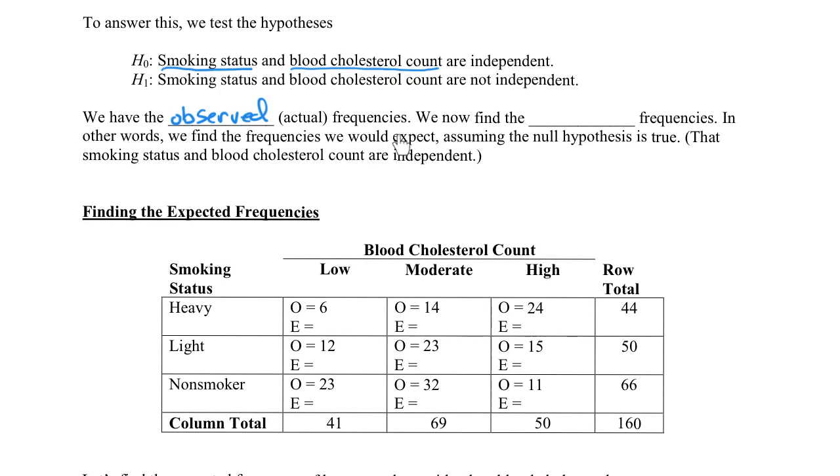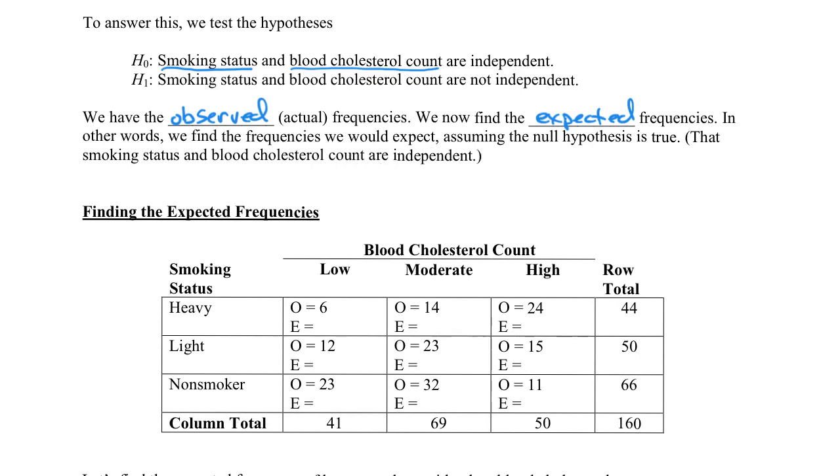Coming back up here, we now find the expected frequencies. In other words, we find the frequency we would expect, assuming the null hypothesis is true. That's what we always do when we have a hypothesis test: we assume the null hypothesis is true, unless we see evidence to suggest otherwise. And just like before, we're never proving anything. We're just saying things along the lines of the evidence suggests, or our sample data suggest.